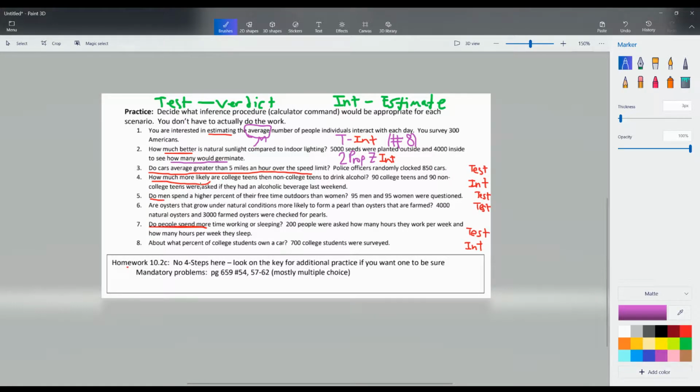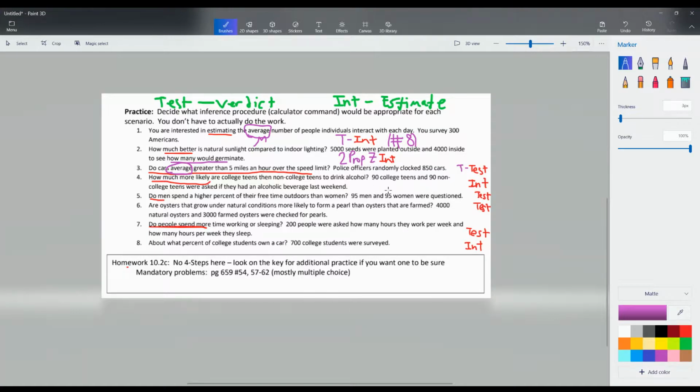Number 3, do cars average greater than 5 miles an hour over the speed limit? I am talking about an average right here. There is only one group, just cars. This is a 1 sample t-test, or just a t-test for short. One group, it is average, so it's t.